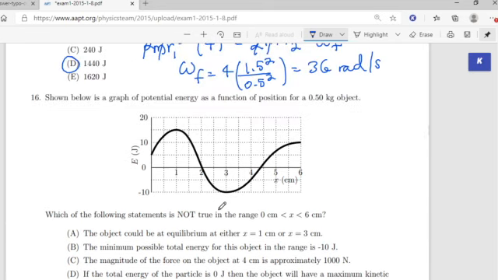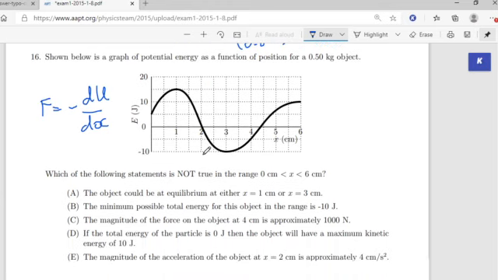Shown below is a graph of potential energy as a function of position for a 0.5 kilogram object. Well, actually, there's a formula that relates the two. The force is actually negative dU over dx. I mean, this exam doesn't require calculus, but this could come in handy. I don't know. We'll see.